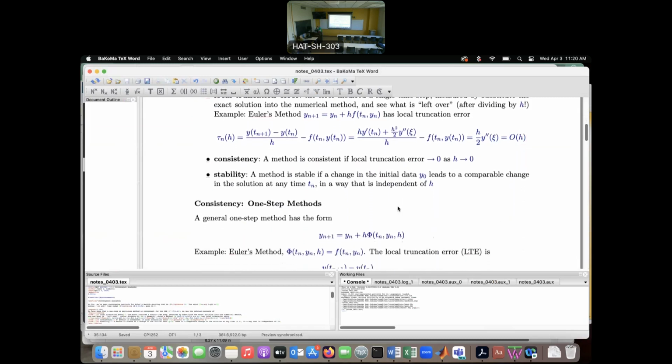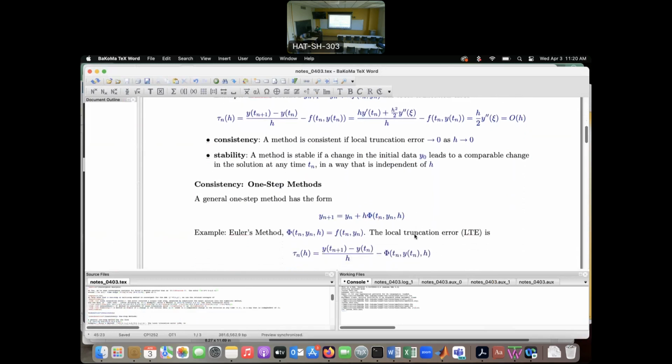Now, any one-step method can be described using this framework here, which is kind of similar to Euler's method. y_{n+1} equals y_n plus h times some function, capital phi, of t_n, y_n, and h. So in the simplest case, Euler's method, your function capital phi just turns out to be f. But for something like RK4, it's going to be a lot more elaborate than that.